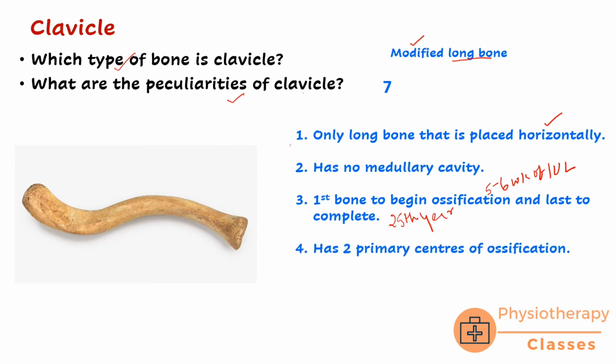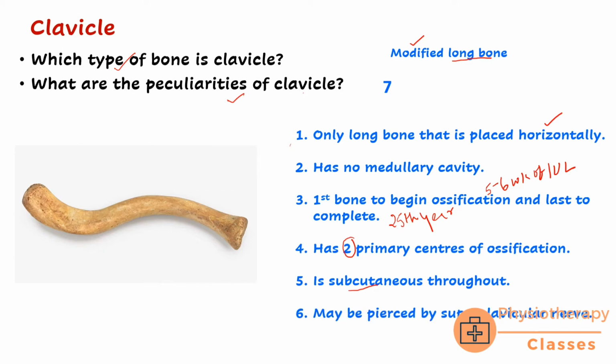Then the fourth point: how many centers of ossification does it have? It has 2 primary centers of ossification. Usually, all other long bones have just 1 primary center of ossification. Then we have the fifth point, it is subcutaneous throughout. So you can feel this bone from its medial end to lateral end throughout.